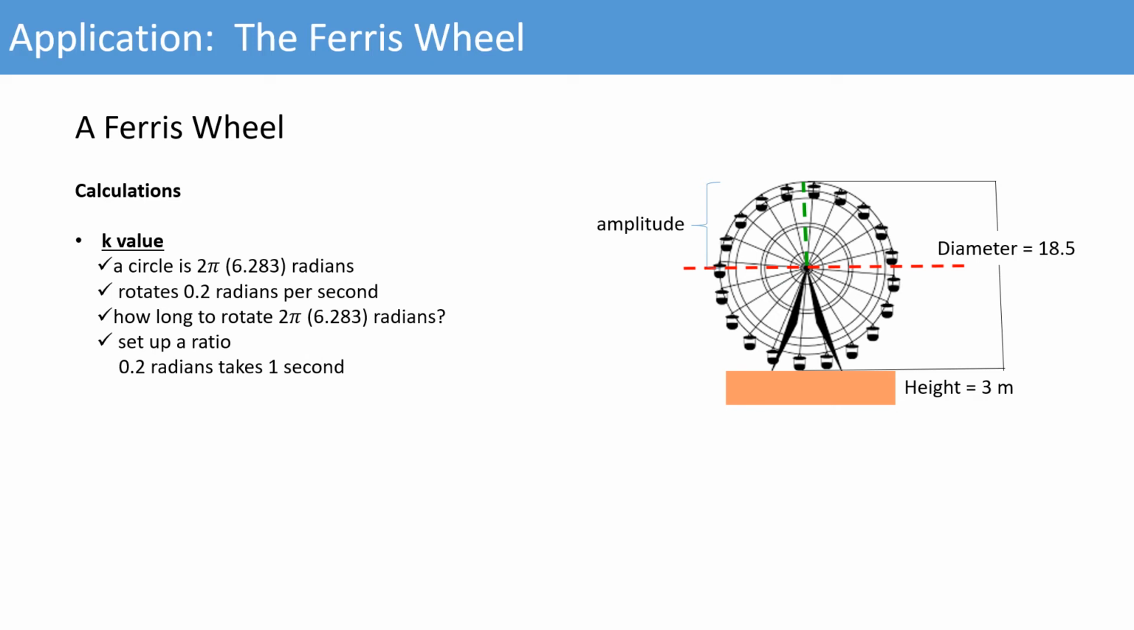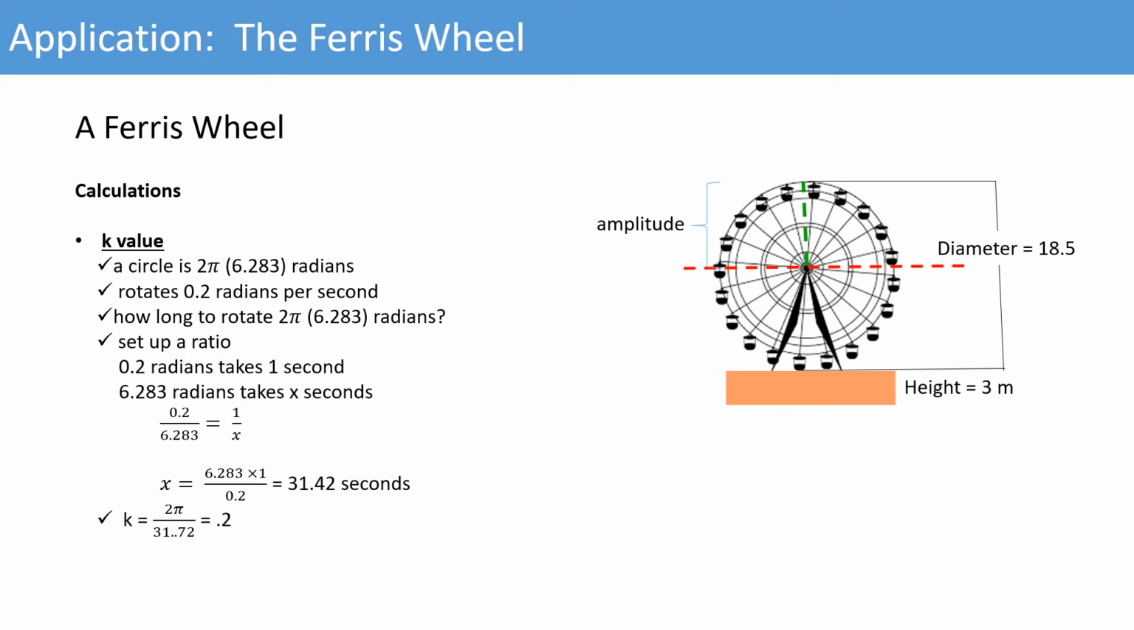0.2 radians takes 1 second. 6.283 radians takes, therefore, x seconds. 0.2 to the ratio 6.283 is equal to 1 over x. Now we cross multiply, so x will equal 6.283 times 1 divided by 0.2, which is 31.42 seconds. So K is equal to 2 pi divided by 31.42, which is equal to 0.2.